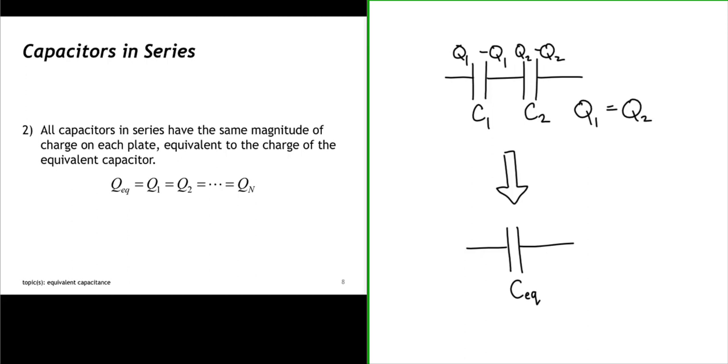And these two magnitudes of charges are equivalent to the charge of the capacitor that we could replace capacitors C1 and C2 with, our equivalent capacitor. The moral of the story: all capacitors in series have the same magnitude of charge on each of their plates.